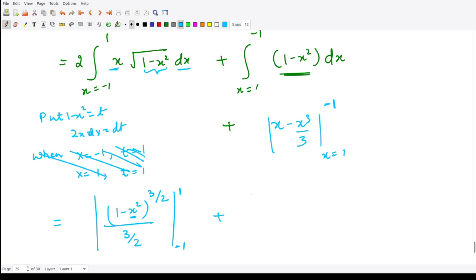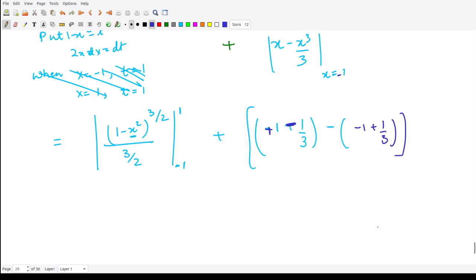And for this case, when you substitute the limits, the upper limit would be plus 1 minus 1 by 3, and minus the lower limit, minus 1 plus 1 by 3. Actually the limits are from minus 1 to 1. Yes, okay. So when you substitute plus 1 here, you have plus 1 minus 1 by 3, and minus the lower limit, minus 1 plus 1 by 3.